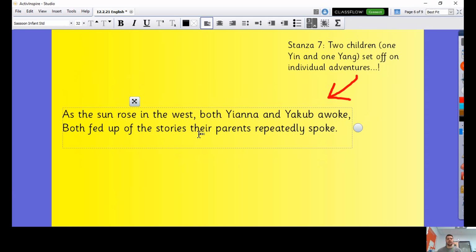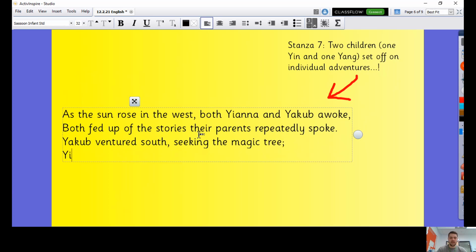Let's try and use some repetition again. So Jakob is from the north, so let's go for Jakob travelled, let's upscale that, ventured south. What was he looking for? Ventured south, seeking the magic tree. Yana ventured north, seeking the magic key.